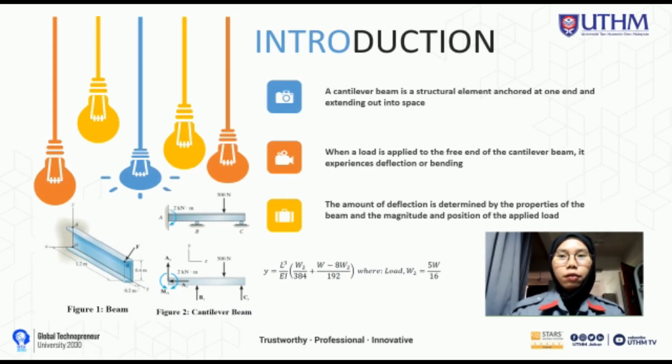I will explain about the introduction to the deflections of cantilever beam. A cantilever beam is a type of structural element that is anchored at one end and extends out into space. When the load is applied to the free end of the cantilever beam, it will experience a deflection or bending due to the force of the load.